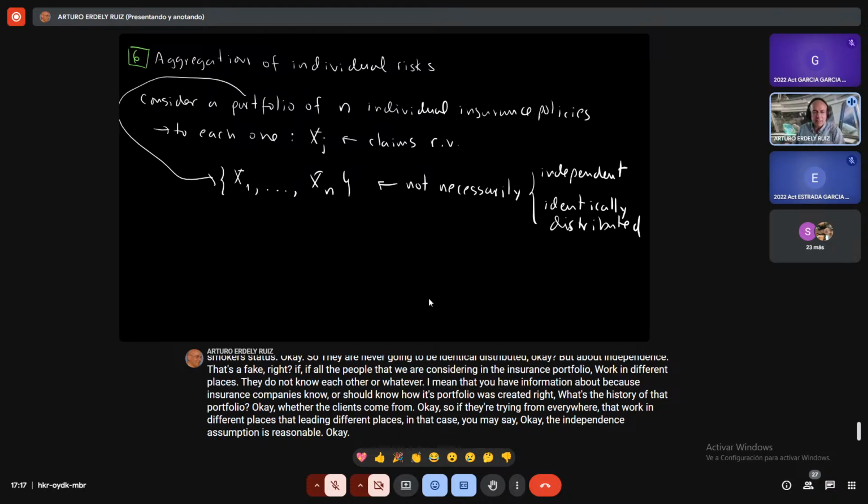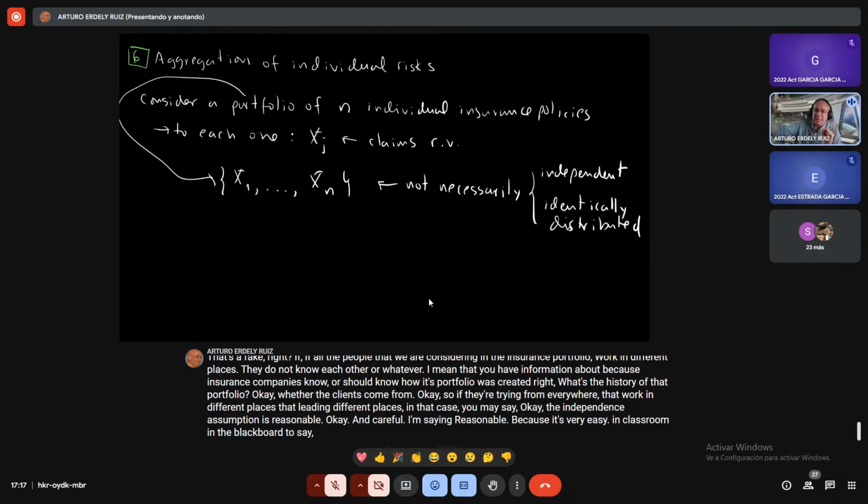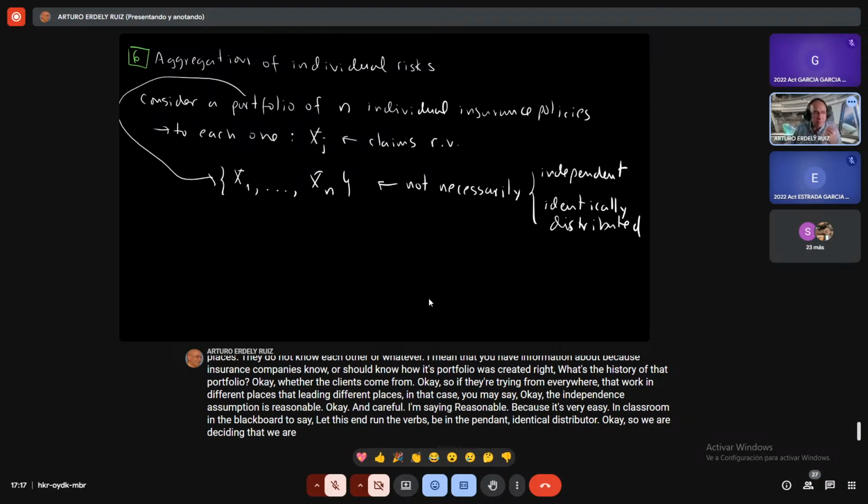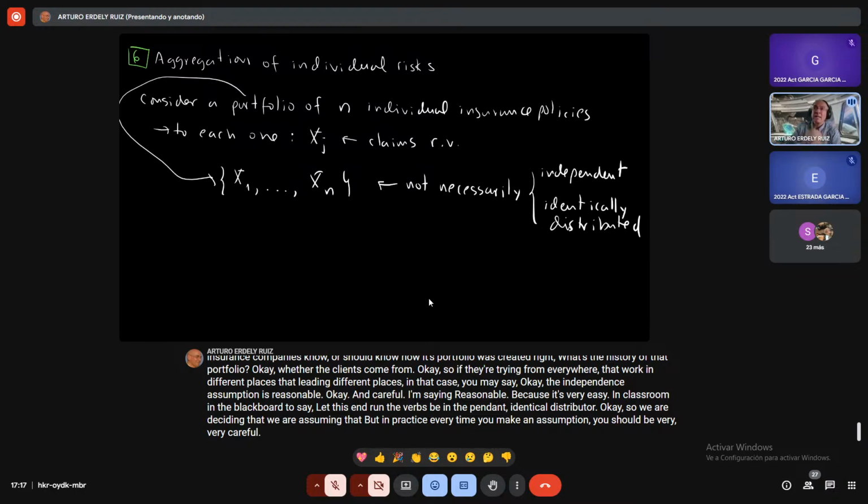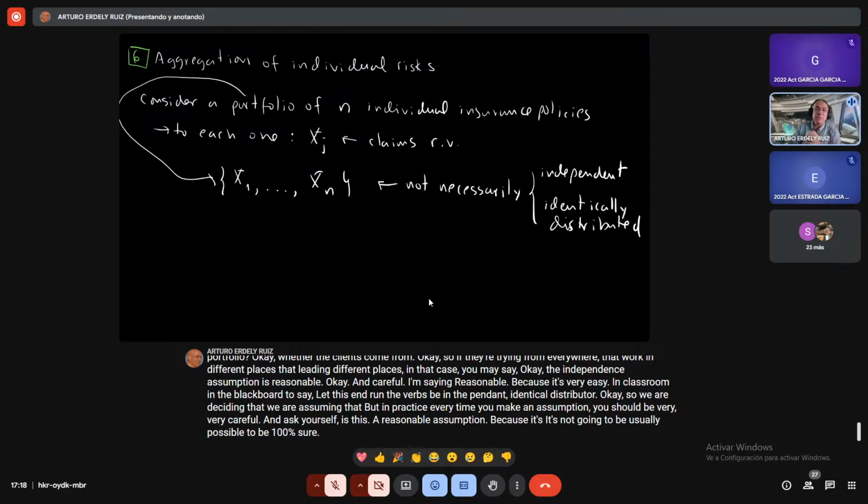Okay, and careful, I'm saying reasonable, because it's very easy in the classroom, on the blackboard, to say, let these n random variables be independent, identically distributed, okay? So we are deciding that, or we are assuming that. But in practice, every time you make an assumption, you should be very, very careful, okay? And ask yourself, is this a reasonable assumption? Because it's not usually going to be possible to be 100% sure that your assumption is correct.